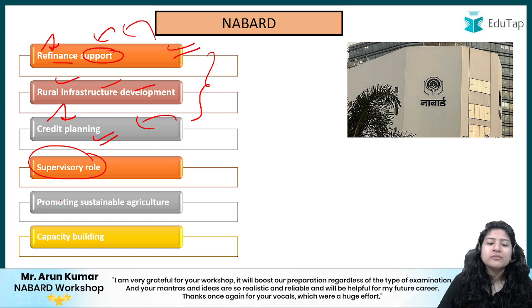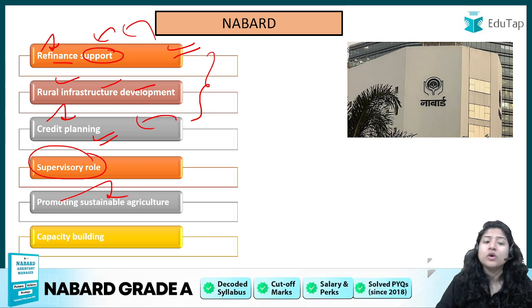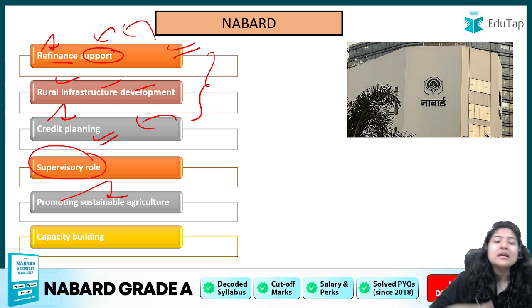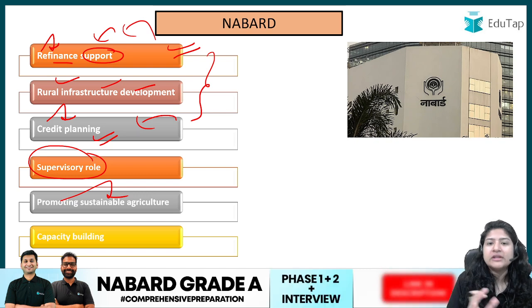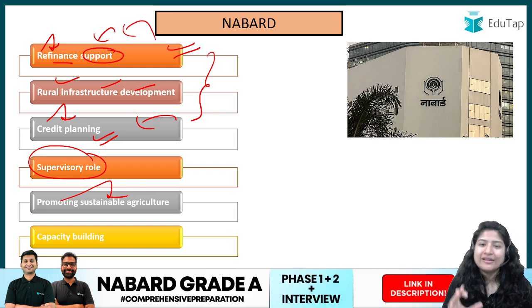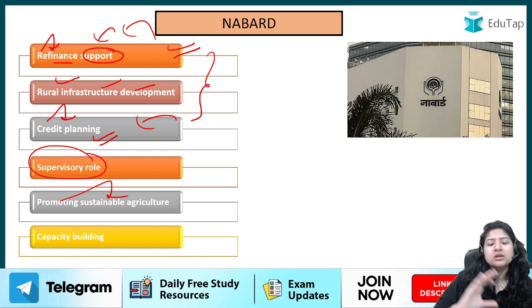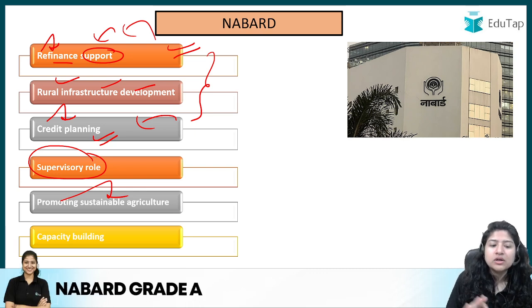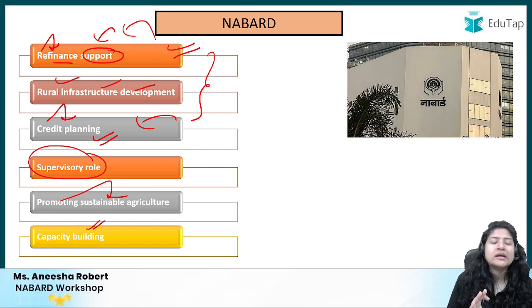Apart from that, as I said, this organization works for rural infrastructure development, and it works for agriculture and rural development. Definitely the government is now moving towards more sustainability, organic farming, and climate resilient agriculture. So to promote that also, the NABARD organization works. Apart from that, capacity building, matlab skill development karana, or for example in a certain village, to provide livelihood, what the NABARD organization has done.